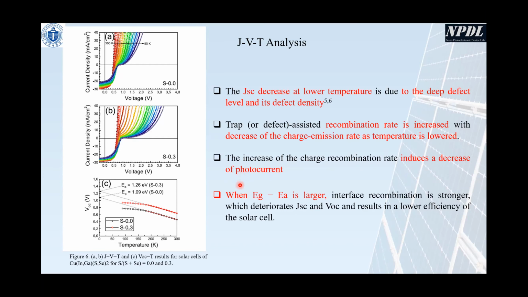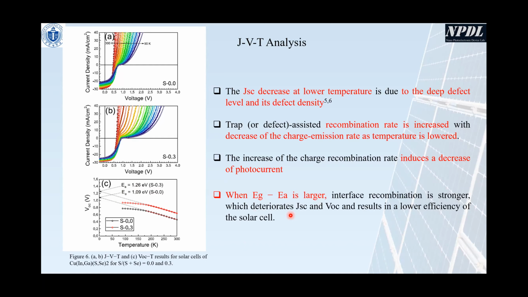is decreased. And here we also calculated some activation energy of our device. So we see that for the sulfur 0 case and sulfur 0.3 case, the activation energy is higher for the sulfur 0.3 case. So if the difference between the band gap and activation energy, that means EG and EA, is larger, where EG means the band gap of the device and EA means the activation energy, then the interface recombination is stronger.